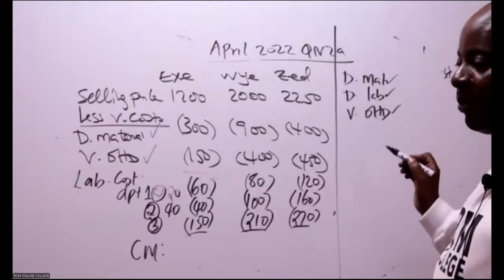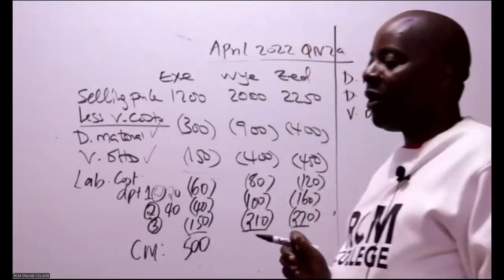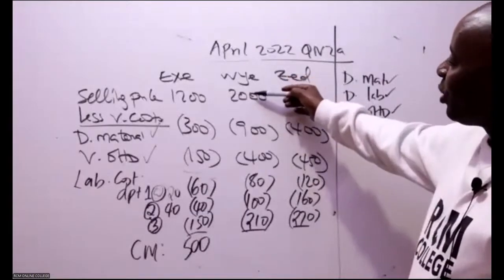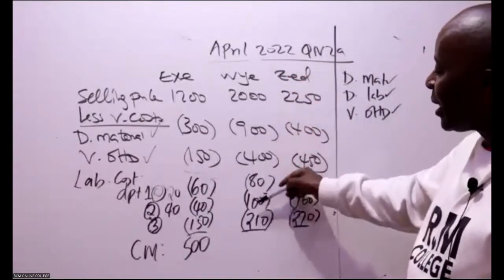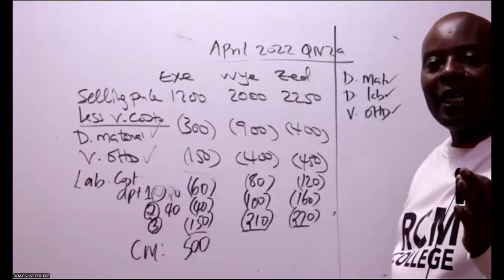So now we've been able to get, for X, I'm being told it's 500. X is 500. For Y, it's 2000 minus this, minus this, minus this, minus this, minus this. If you get a negative contribution margin, that is dangerous.